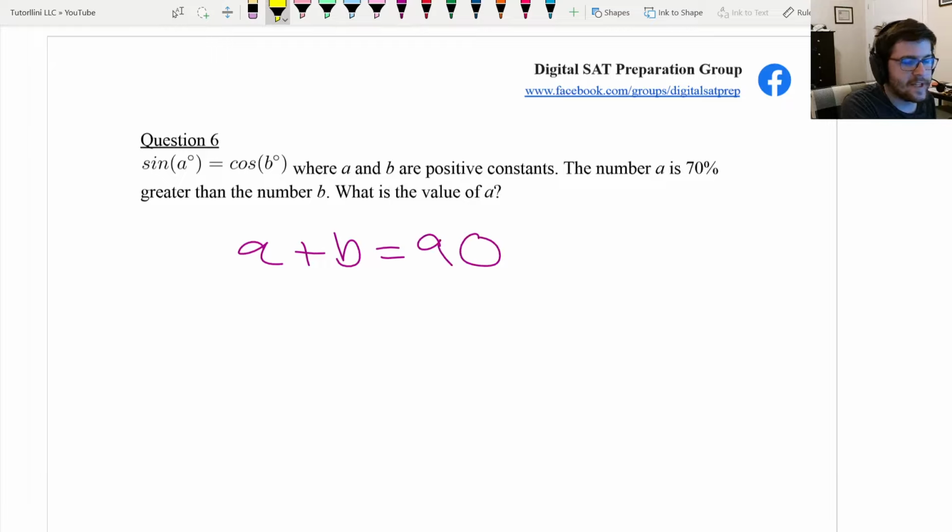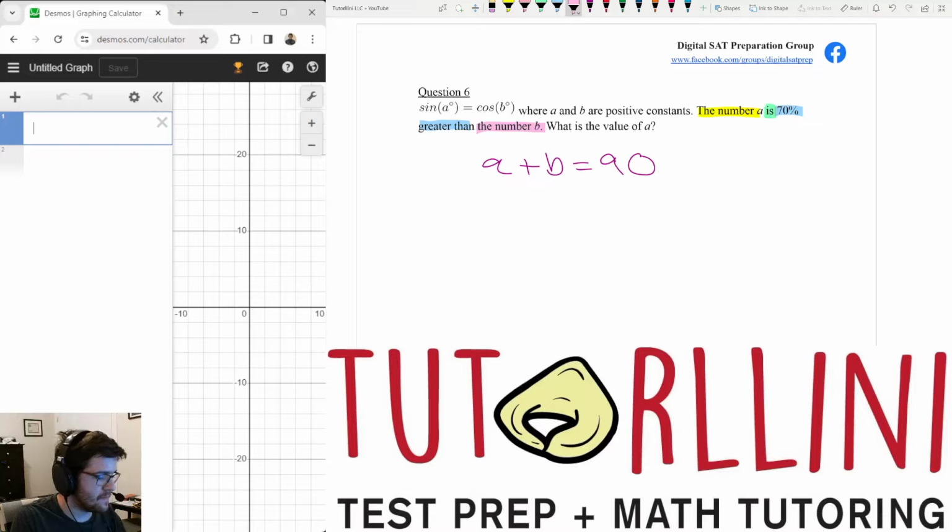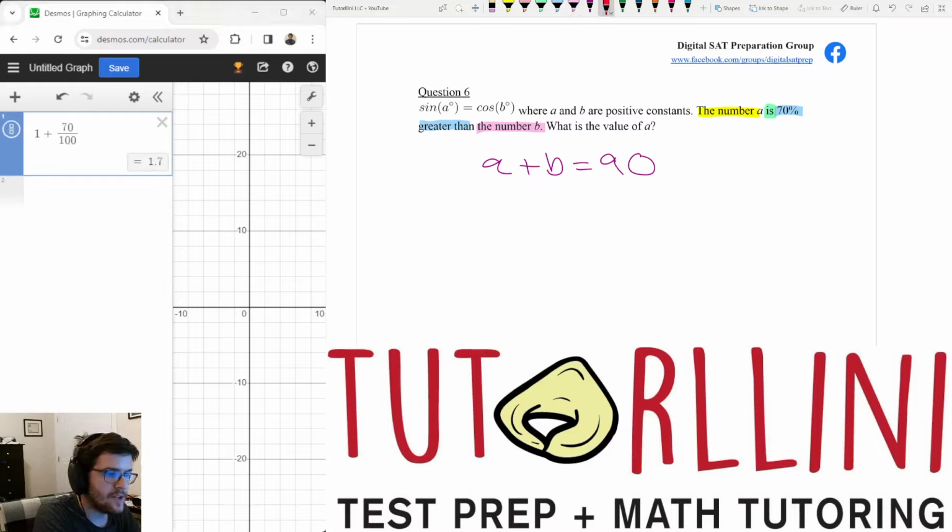And this second sentence tells me an equation. The number A is 70% greater than the number B. So we're going to do a percent multiplier. In this case, it's an increase; greater is an increasing word. 1 plus percent divided by 100. So let's go over to Desmos and do that really quickly. 70% greater: 1 plus 70 divided by 100. That's 1.7. Why don't we just write that down really quick?